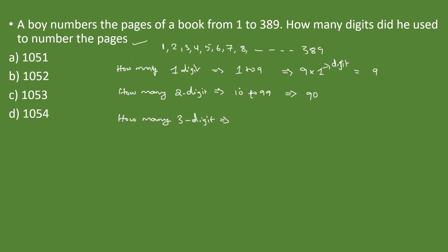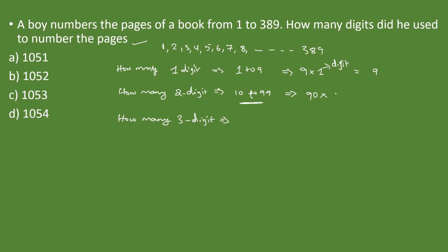Similarly, 1 to 9 means 9 numbers, right? Did we subtract 9 minus 1? No, generally we wrote 9, because it was a small number. But from 10 to 99, please be careful. Once again, this type of problem is where you may make mistakes. You can subtract, but add 1 to that. 9 minus 1 is 8, plus 1 is 9. Similarly, 99 minus 10 is 89, plus 1 is 90.